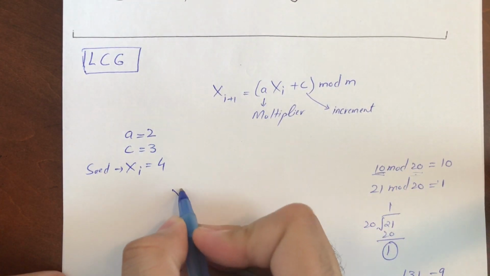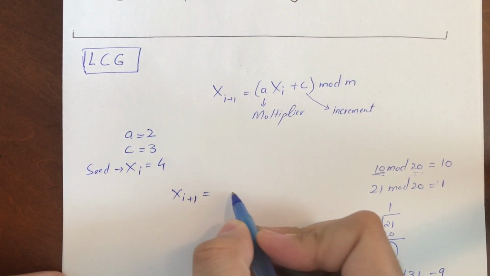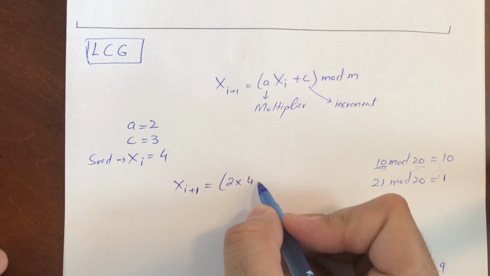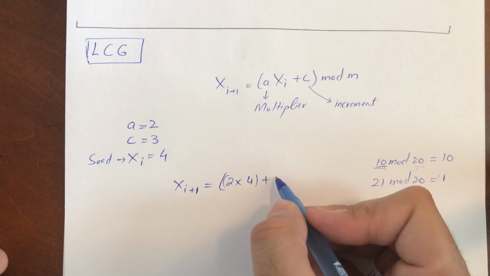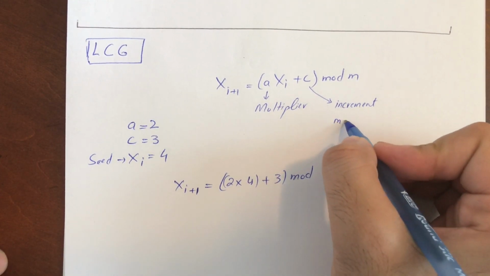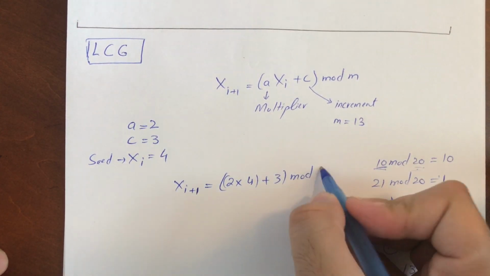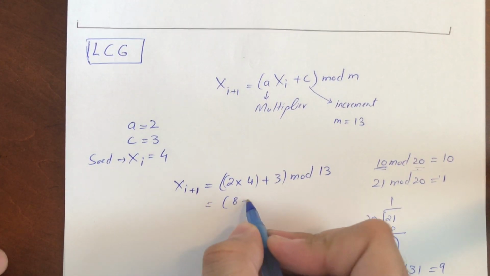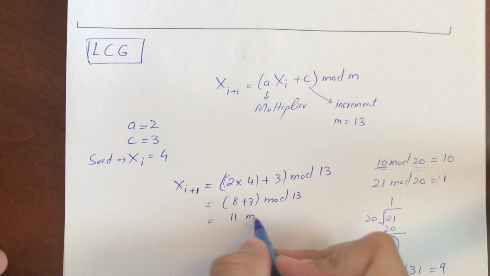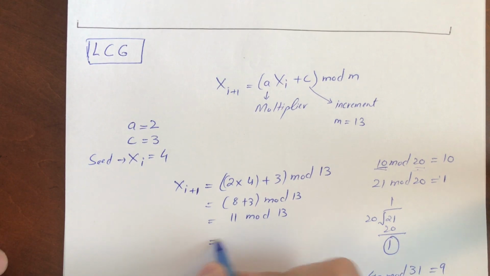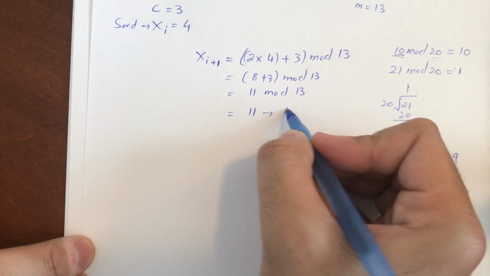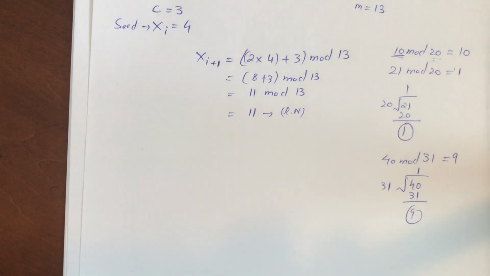For example, how can we generate the first random number? X(i+1) is equal to 2 multiplied by XI, which is 4, plus C, which is 3, mod, for example, M equal to 13. Now, 8 plus 3 mod 13 is 11 mod 13. So the answer is going to be 11, because 11 is less than 13. This is the first random number, you can say the first key for encryption.